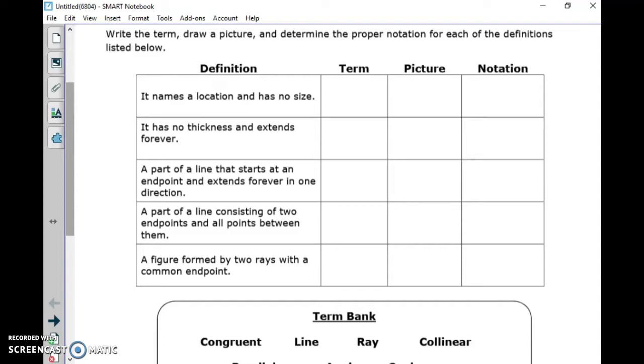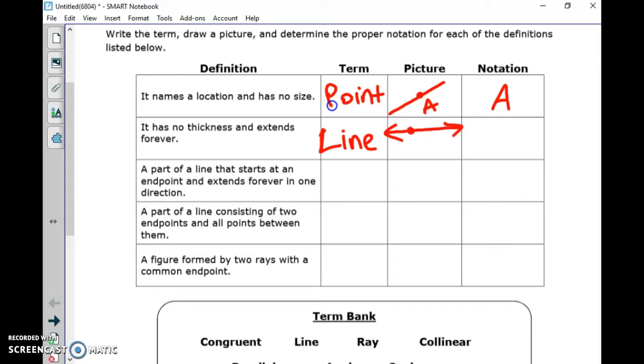So on the first section, it names a location that has no size. That would be a point, and we represent that with a dot. The notation, for example, if this was my point, would just be letter A, whatever capital letter it is. Has no thickness and extends forever is a line. If I'm going to picture it, it's going to have two arrowheads and two points on it. That way I can notate it correctly, not with just two letters, but with a line on top, two arrowheads.